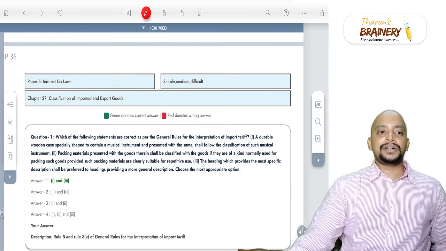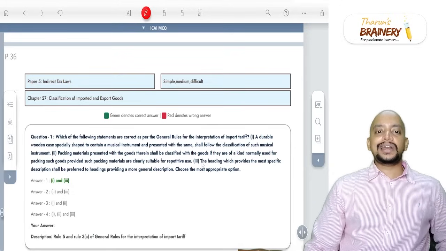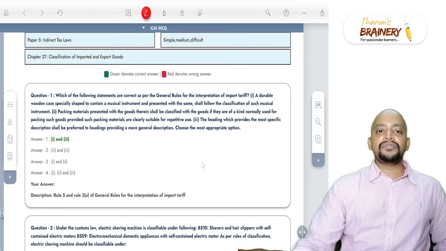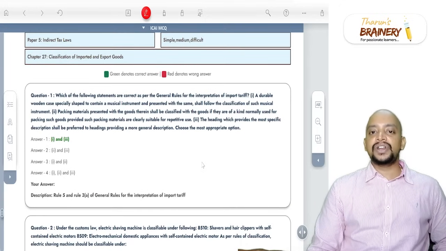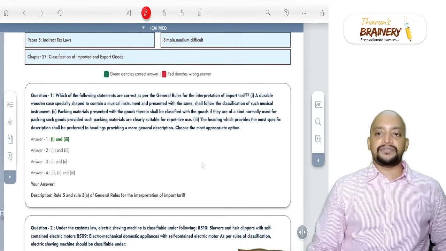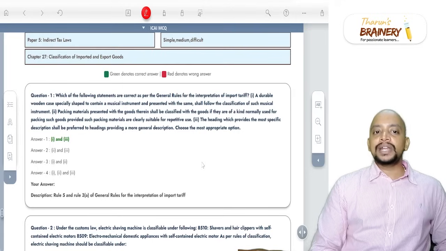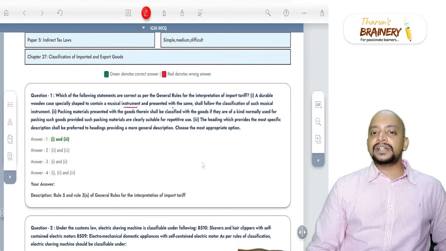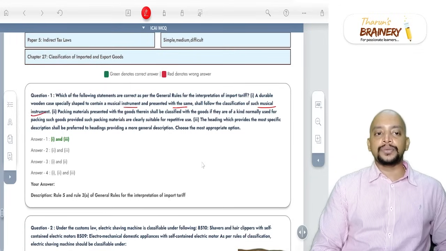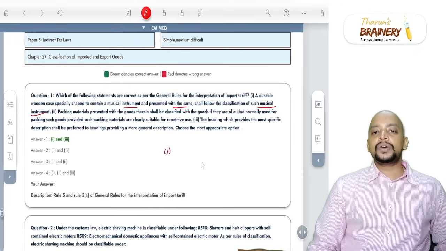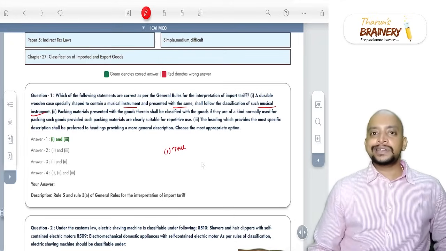Then next chapter, chapter 27, classification of imported and exported goods. Which of the following statements are correct as per general rules for interpretation of tariff? A durable wooden case, specially shaped to contain a musical instrument and presented within the same, shall follow the classification of such musical instrument. True. First one is true. You know why? Already I told you this.